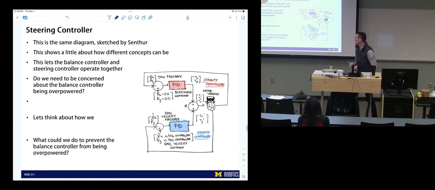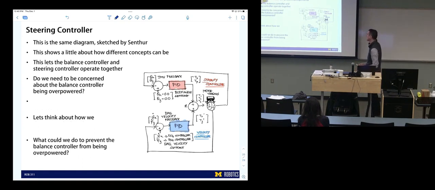And then I wanted to show, this is the same diagram, just sketched by Center. I wanted to show this to you because it just looks a little different, but it's the same thing. And it might be easier for you to see what we're trying to talk about in this picture versus mine, and also show you that people describe things a little differently. Do you guys see that this is the same? Does this look like the same thing to you? We have two parallel PID loops. Velocity controller is looking for a velocity reference, so that's going to be phi dot x and phi dot y, and then the balance controller is looking for a body set point reference.